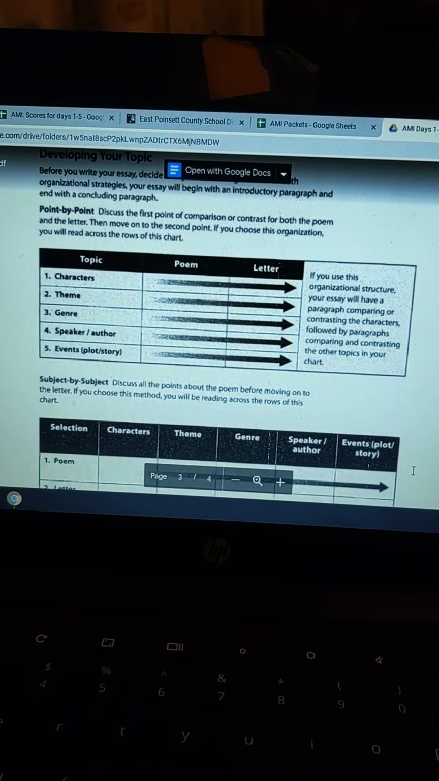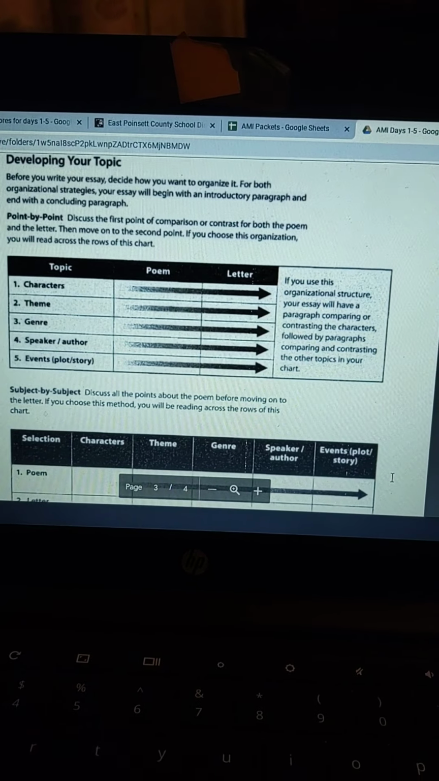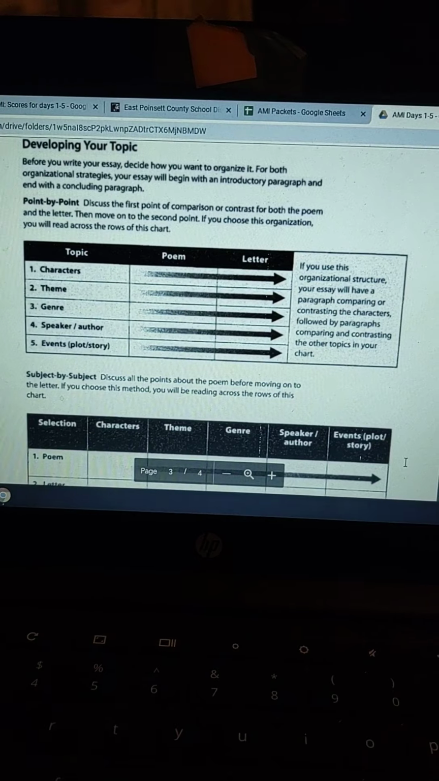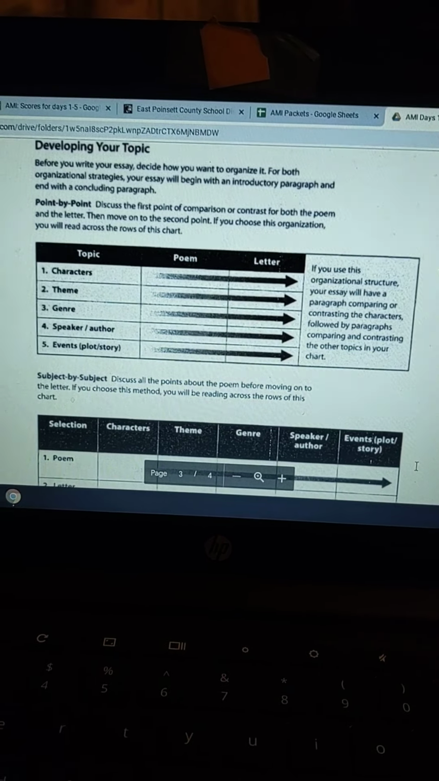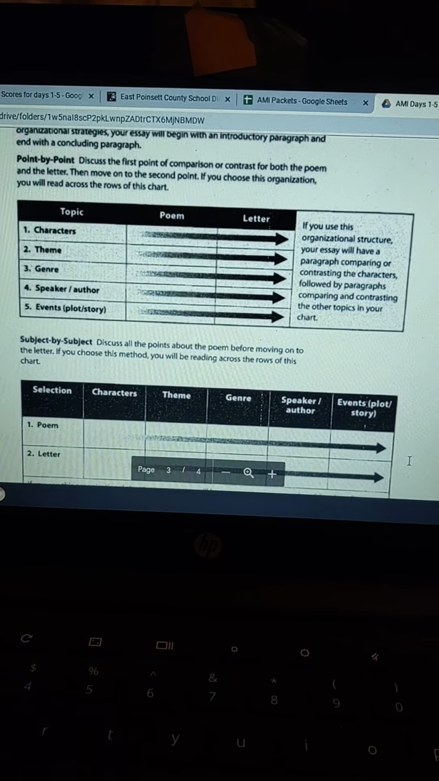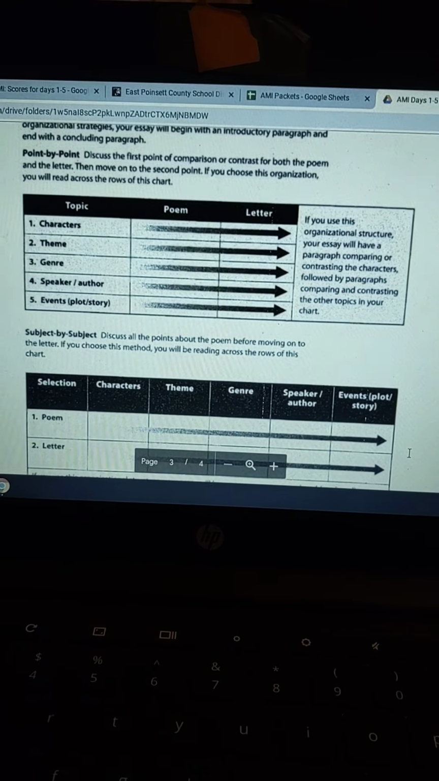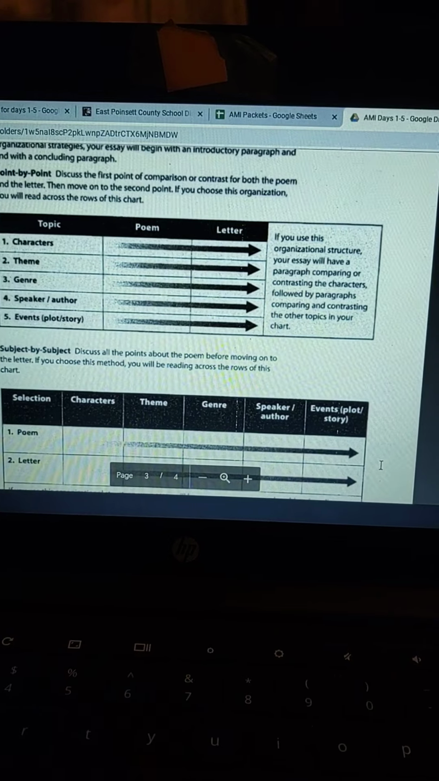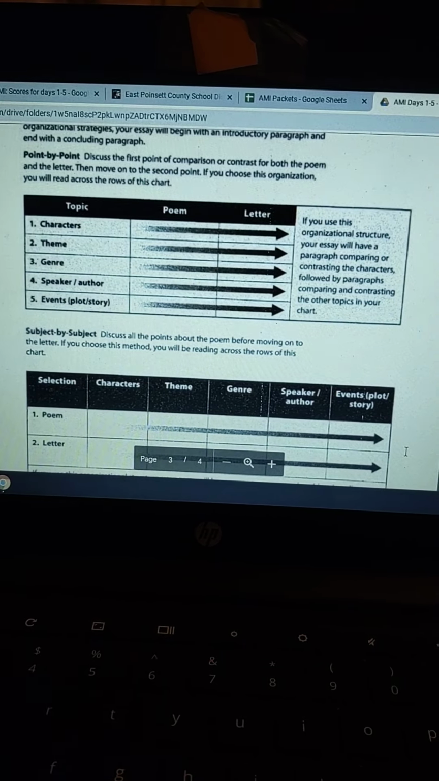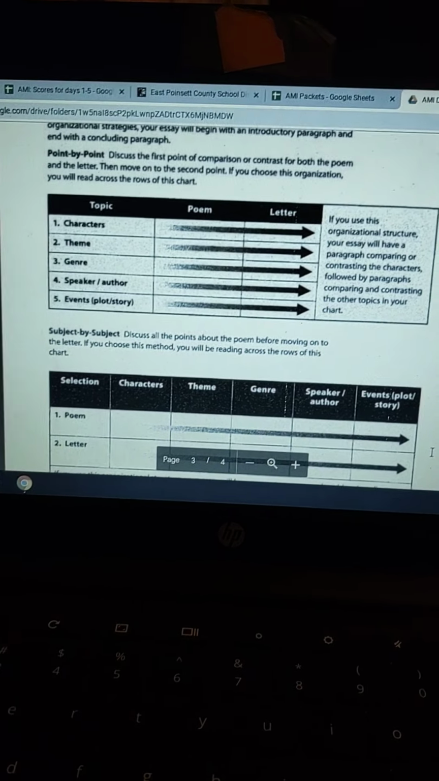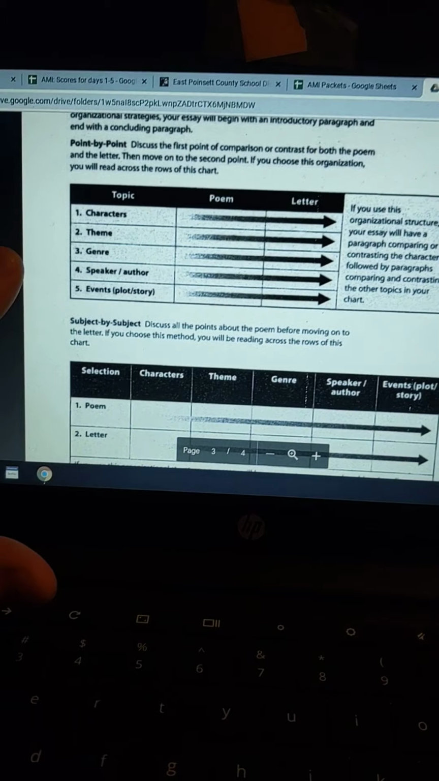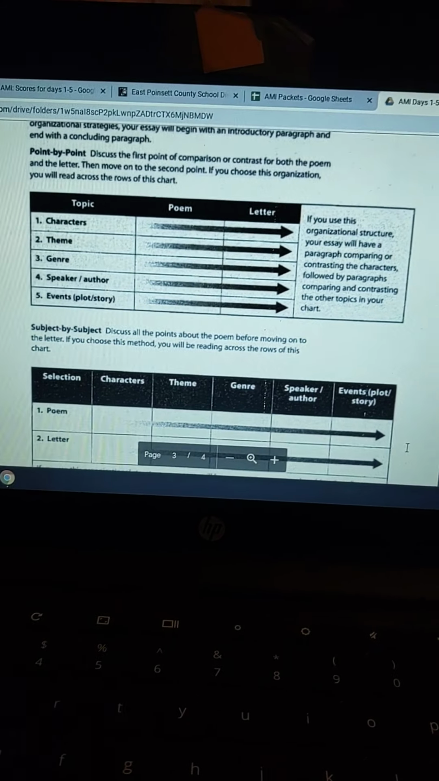You can go point by point, which is like, first paragraph is about characters: here's how it is in the poem, here's how it is in the letter. Second one, theme: here's the poem, here's the letter. Third paragraph, genre: poem, letter, and so on. I think that would be better if you have more things to say about each individual piece. Like if you find a lot about, let's say, the speaker or the author, I think that's going to lend itself better to this type of organization.